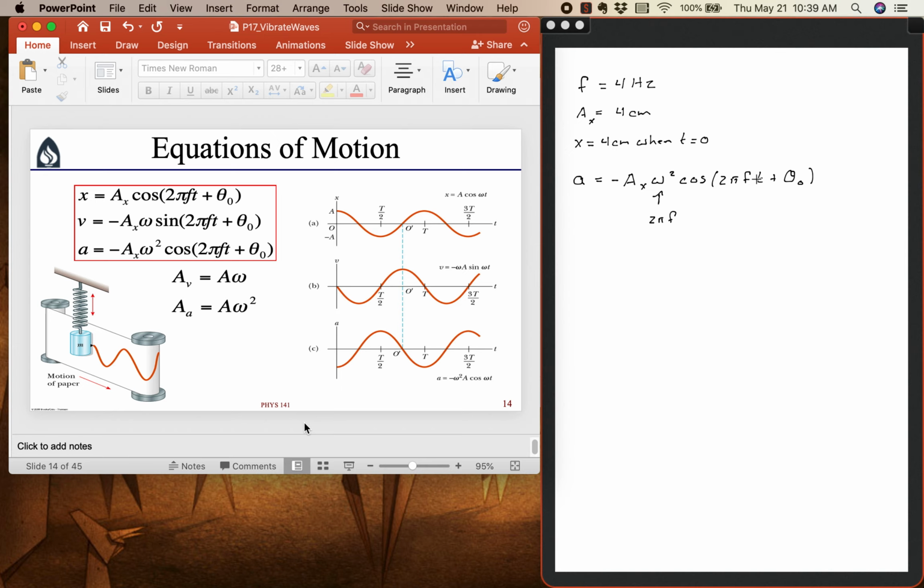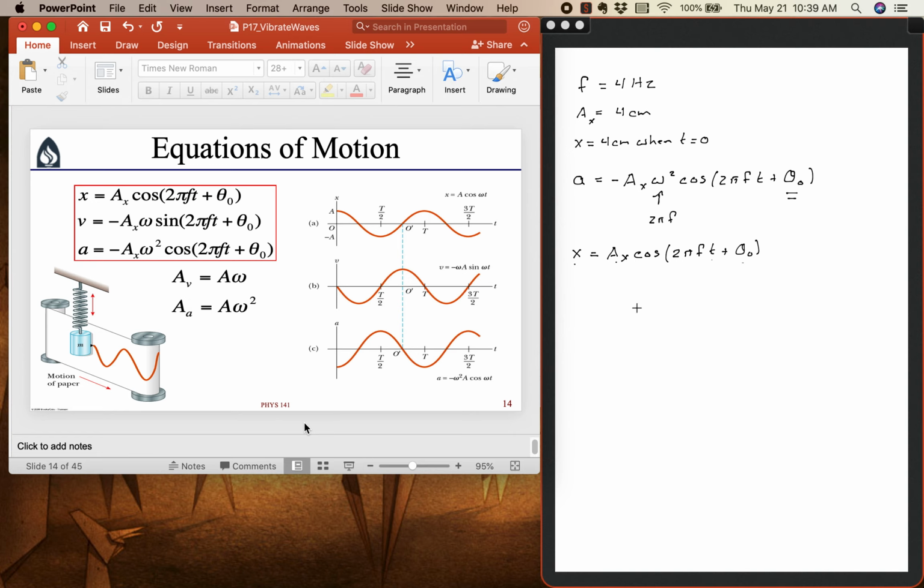So we know what time we want to use, but we don't know this initial starting angle. So we're going to have to figure that out first. But we do have the piece of information that x is equal to 4 centimeters when t is equal to 0. So our equation for the position of this mass is equal to a sub x cosine of 2 pi frequency times time plus the starting angle. And here we know that when time is equal to 0, we know a sub x and we know the position, so that should allow us to find that starting angle.